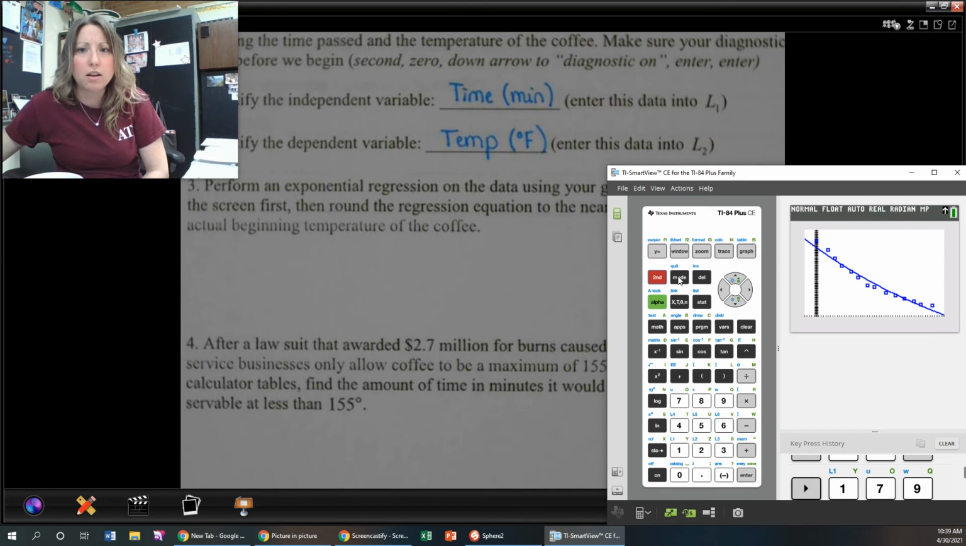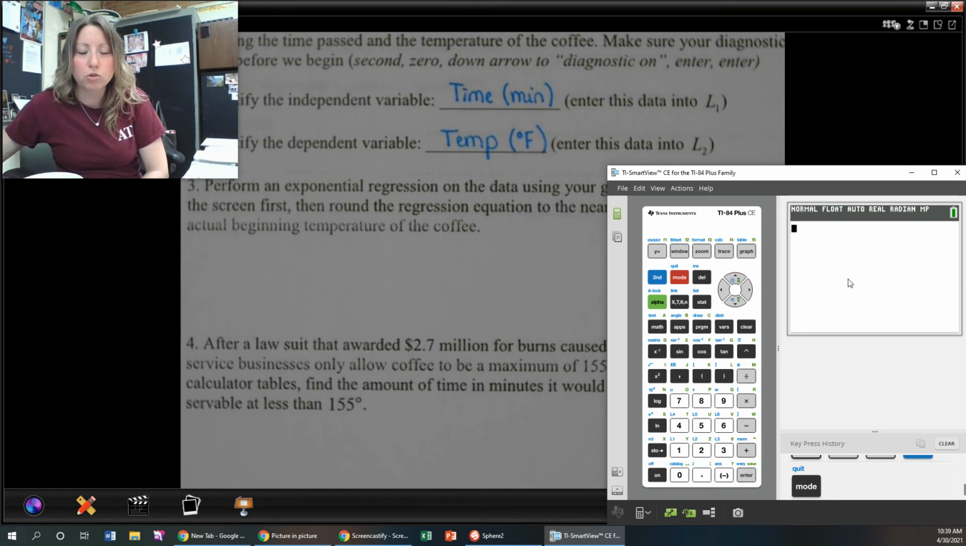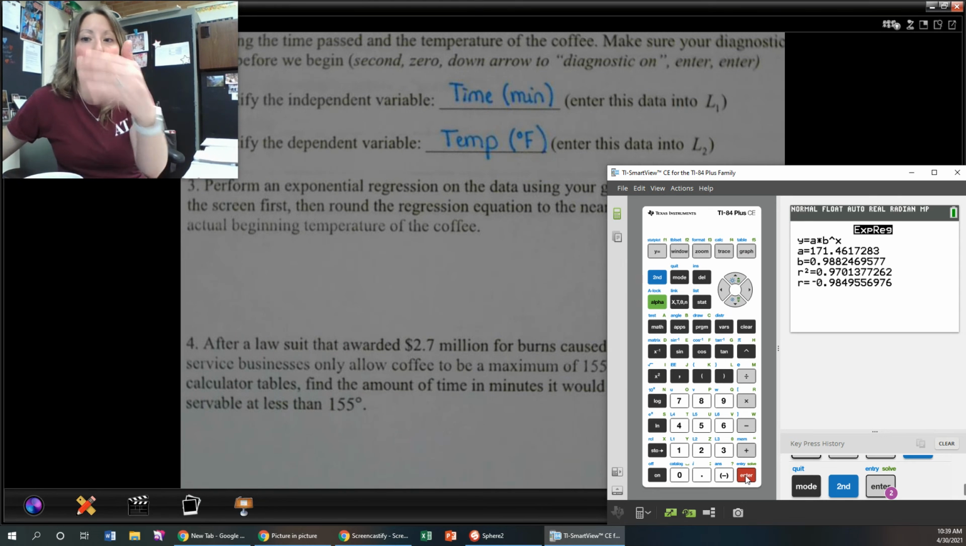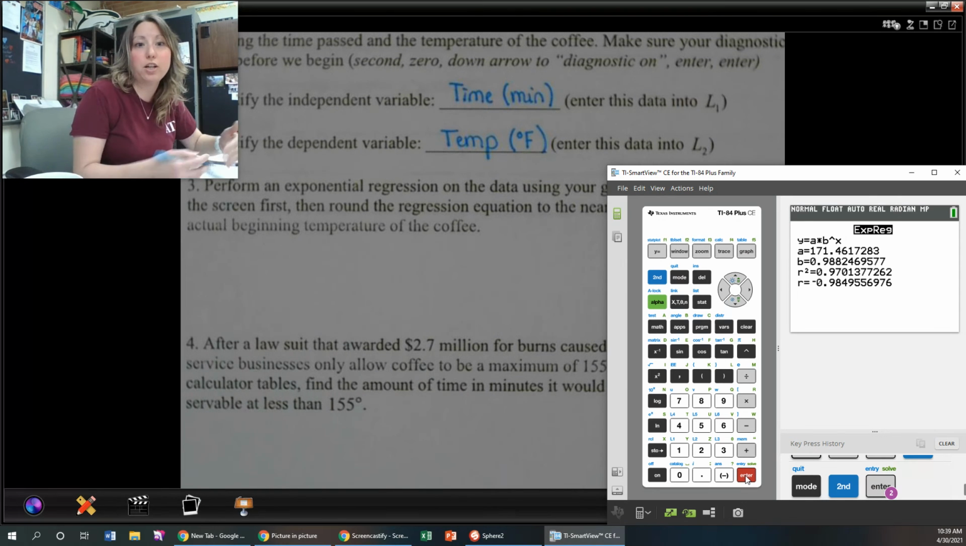So second and mode quits back to our home screen. If I want to get back to an entry I just put into my graphing calculator like I do right now, press second and enter. And notice this is the exponential regression that we just did. We wanted our X list in L1, our Y list in L2, and to store our regression equation in Y1. So I'm just repressing that so I can get my data back up on the screen to copy it on my paper.